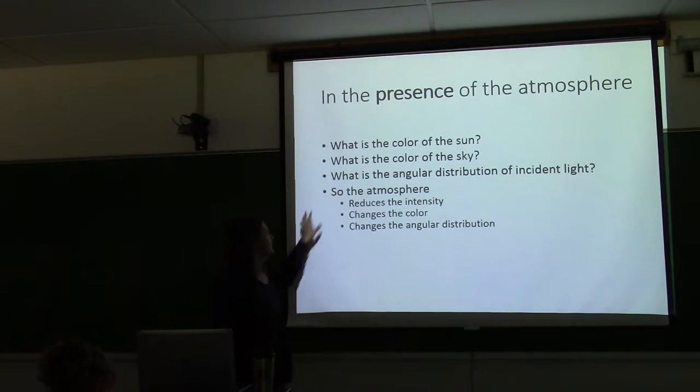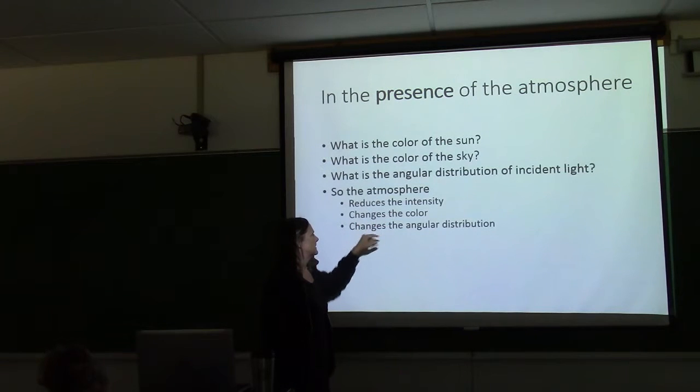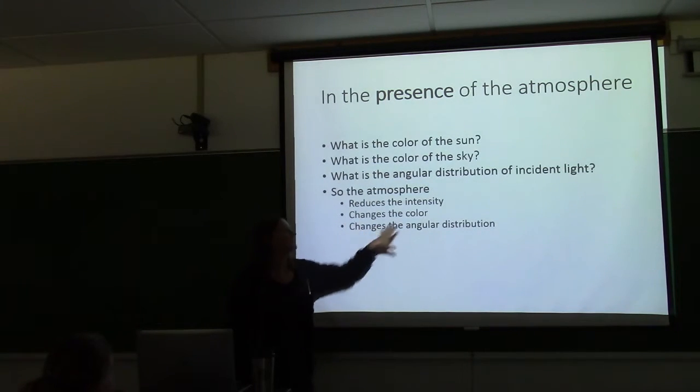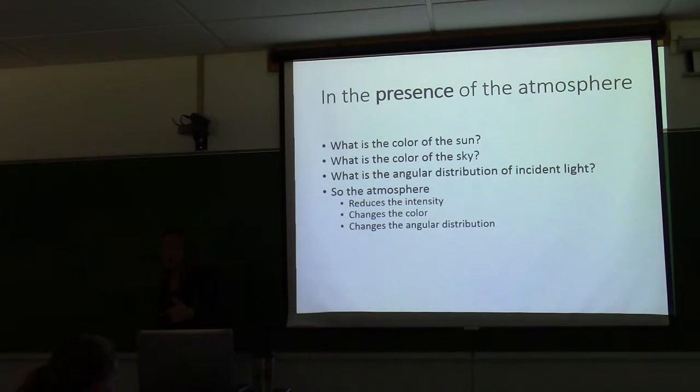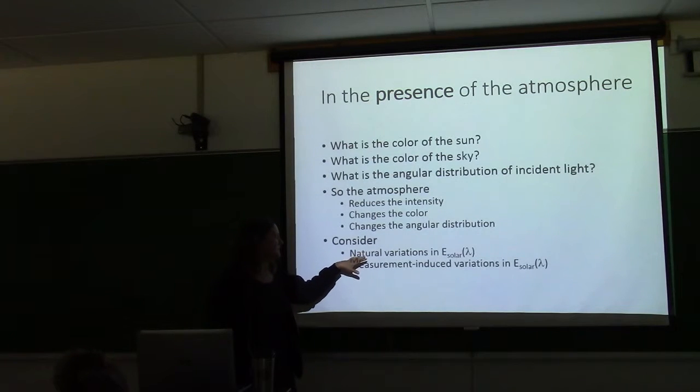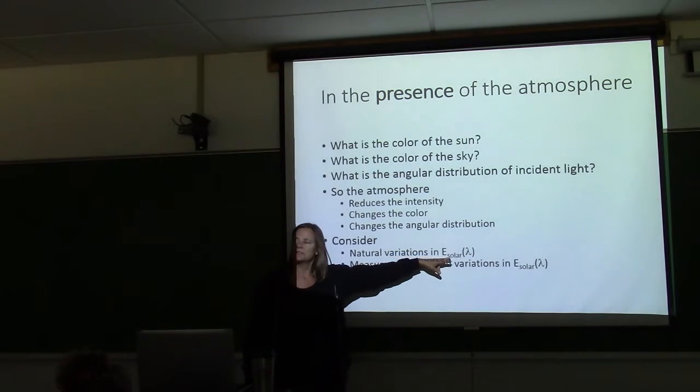In general, the atmosphere reduces the intensity, changes the color, and changes the angular distribution. There's a whole field looking at radiative transfer in the atmosphere based upon the optical properties of the atmosphere, its absorption and scattering. We're going to have you consider what natural variations are in the solar spectrum. You'll be able to make a bunch of measurements of that.